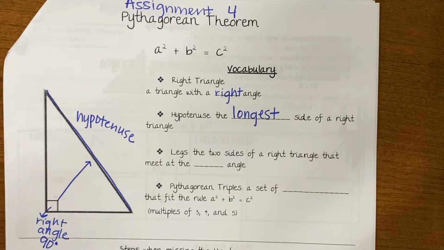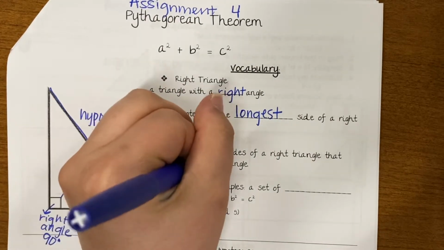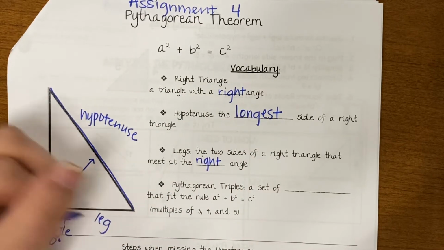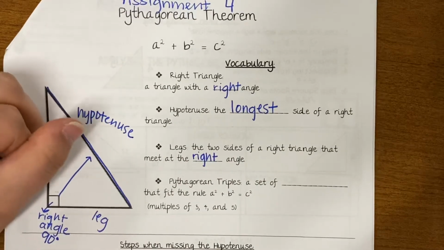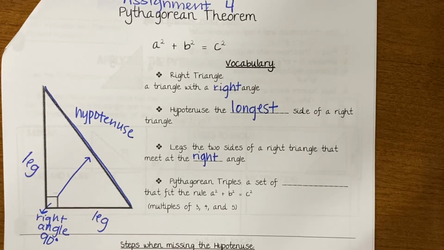The legs are the two sides of a right triangle that meet at the right angle. So this is a leg and this is a leg because they meet at the right angle.